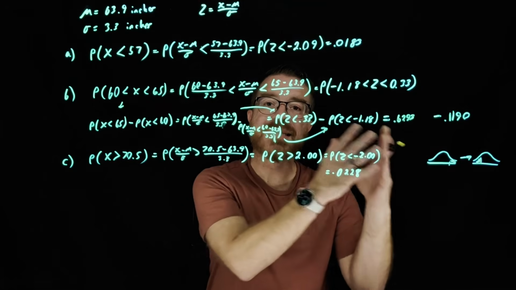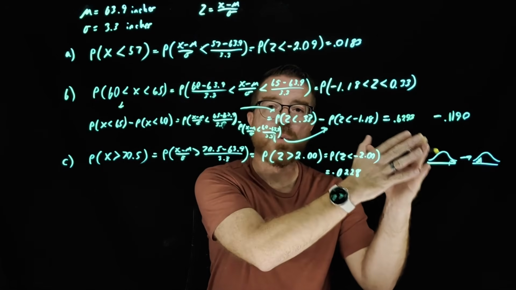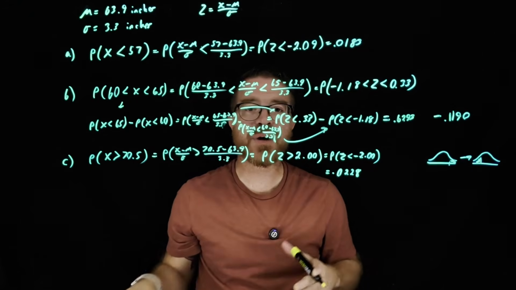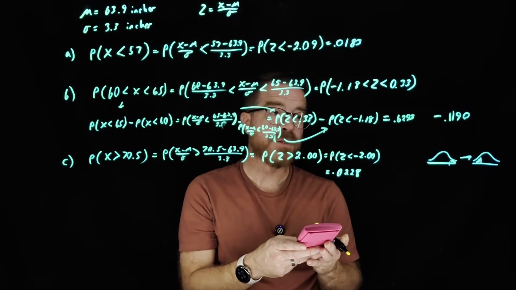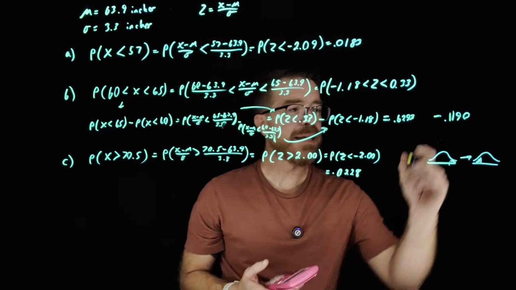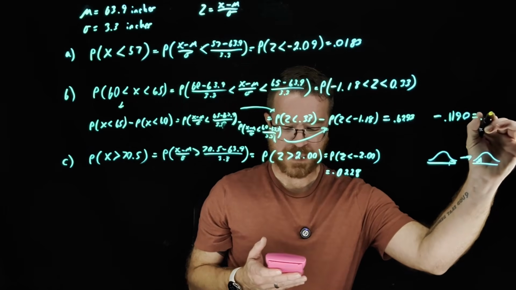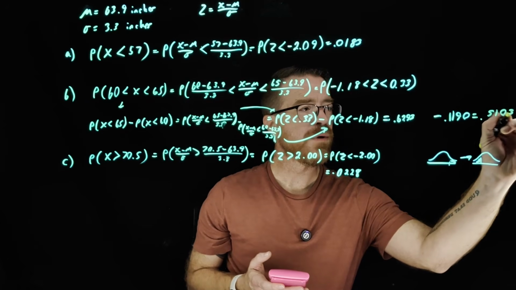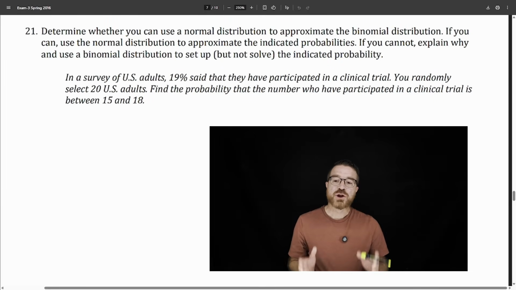So now we have 0.6293 minus 0.1190. We're just going to plug that into our calculator, and we'll see what we get. So 0.6293 minus 0.1190, I get a probability of 0.5103.